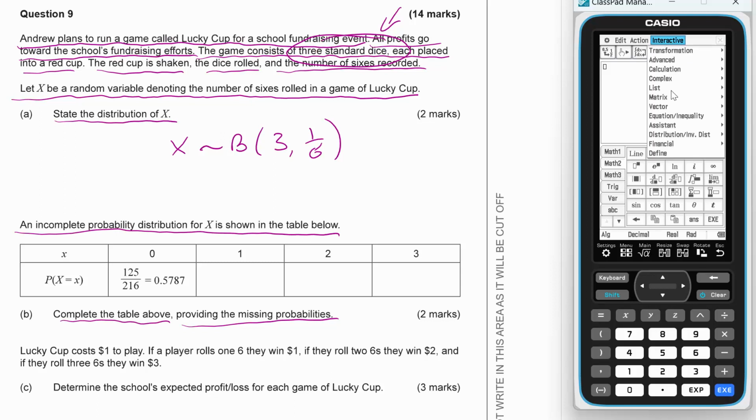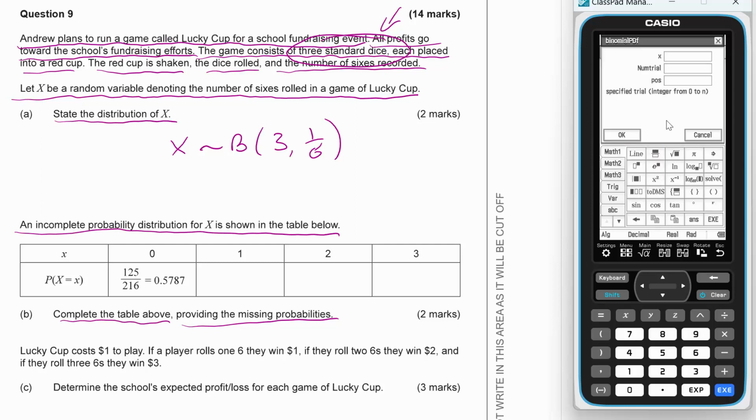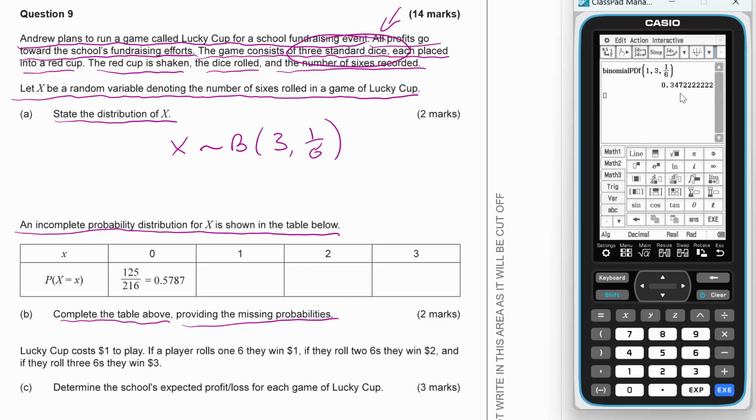And we'll go for binomial PDF. And the probability of getting a 1 with 3 trials, probability of success being 1/6, and that is 0.3472. Could probably put the calculator in standard for that. Let's just go to standard and try that. Doesn't like it, but anyway, 0.3472.